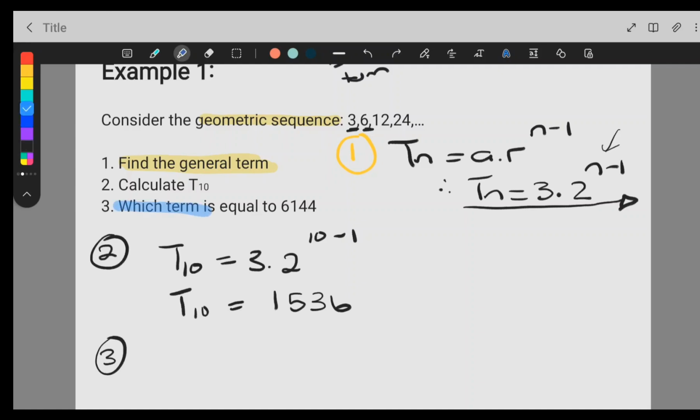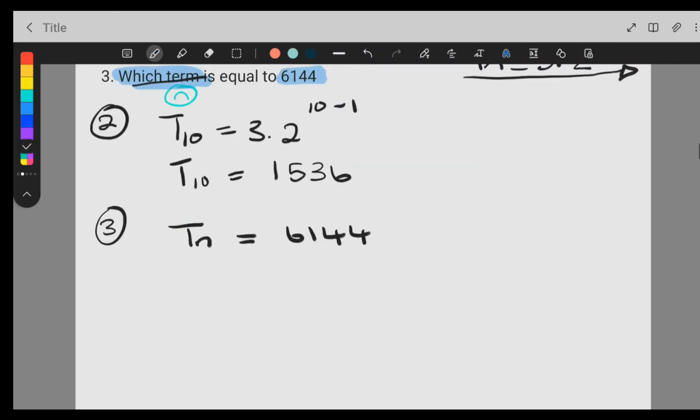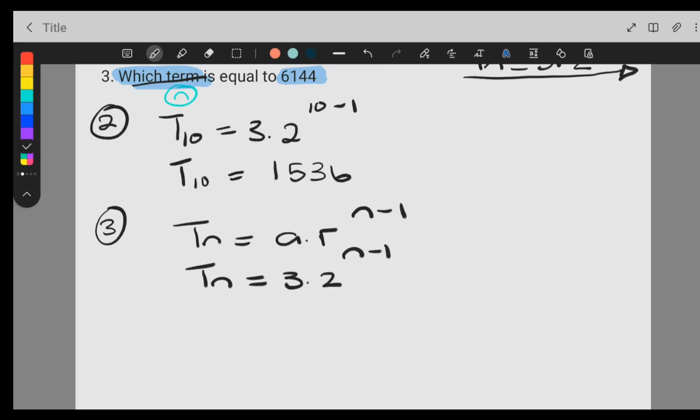So it says, which term in the sequence is equal to 6144? So when it says which term, we are solving for n. Let's write the formula down from the formula page. So on my formula page, Tn is equal to a times r to the n minus 1. But I worked out Tn already. It is 3 times 2 to the n minus 1. But now which term is equal to 6144? So I make my general term equal to 6144. And now I do the algebra.